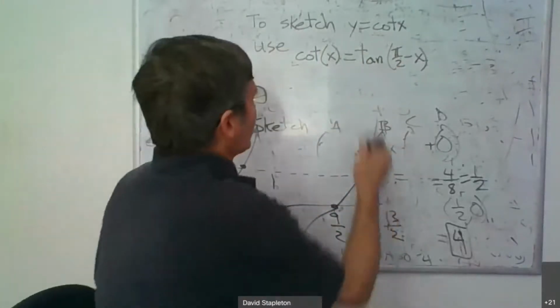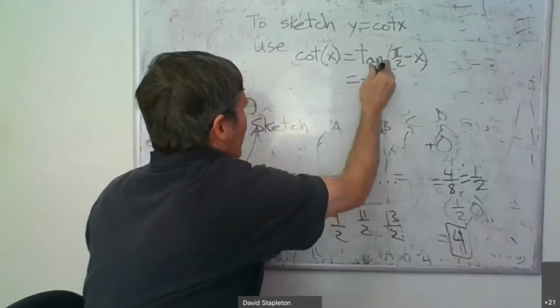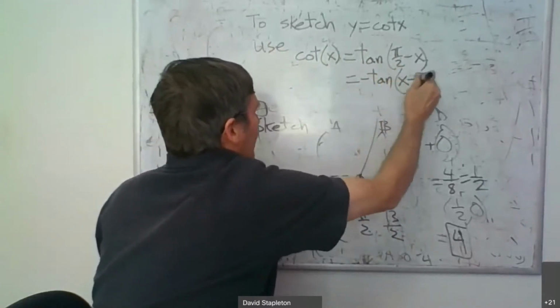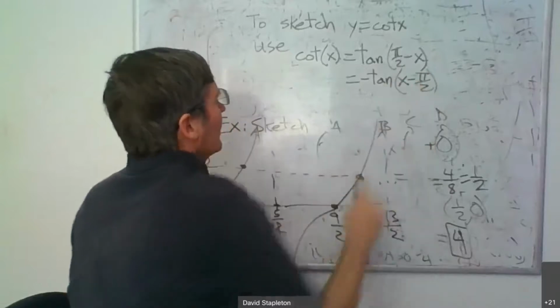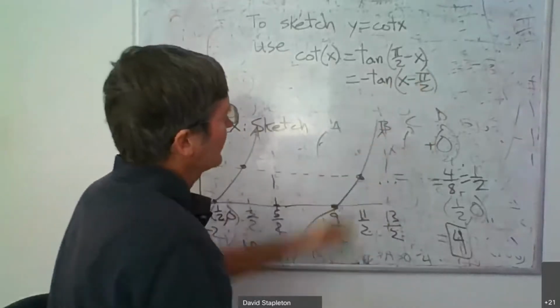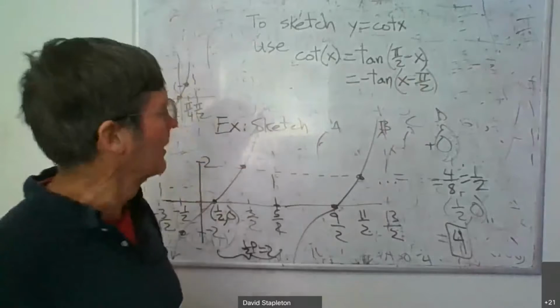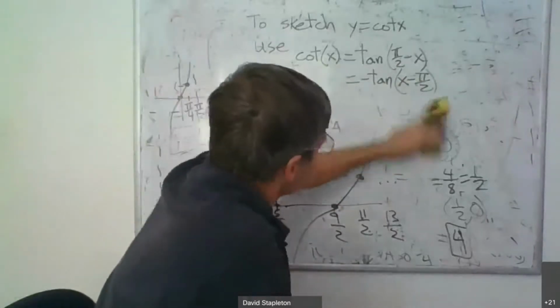Tangent is an odd function, so I can pull the minus out and say this is minus the tangent of the negative of this angle, x minus pi over 2, right? This is minus this one, and I pull the minus out. So the tangent, I can make this angle negative if I pull the minus out to cancel it, because tangent is odd.